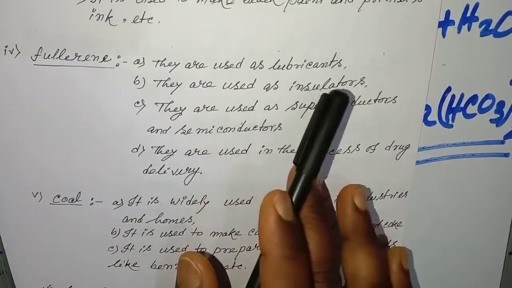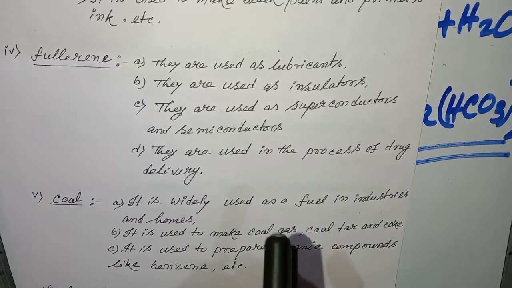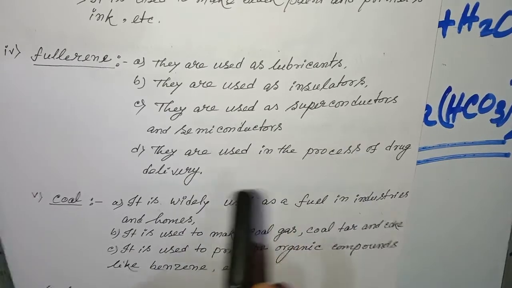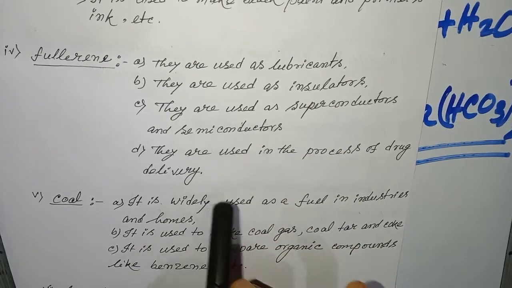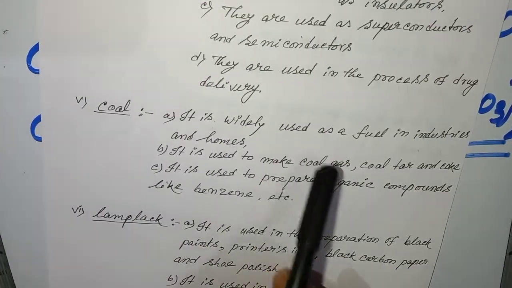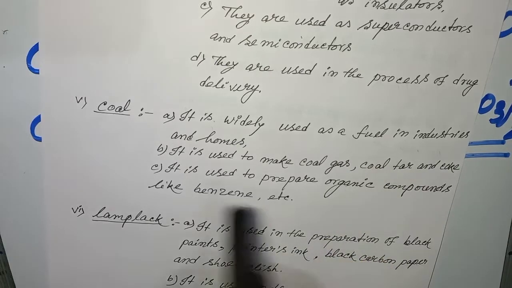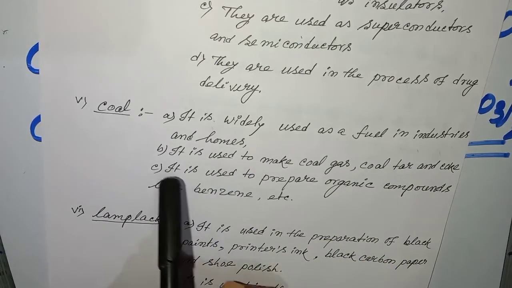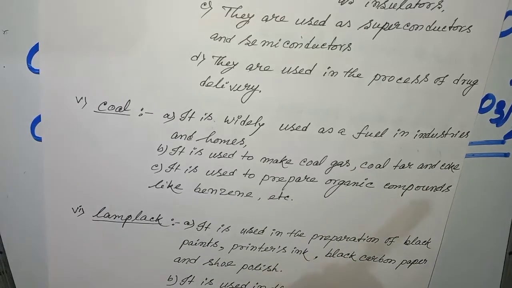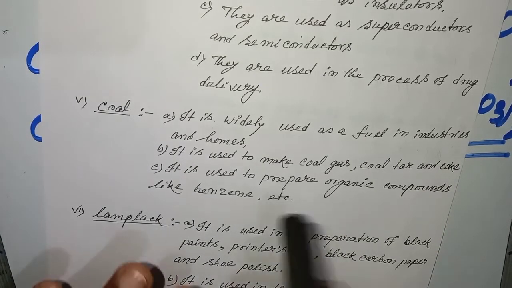Fullerenes. Their uses: they are used as lubricants. They are also used as insulators. They are also used as superconductors and semiconductors. They are used in the process of drug delivery. Coal. It is widely used as fuel in industries and at home. It is used to make coal gas, coal tar, and coke. It is also used to prepare organic compounds like benzene, naphthalene, etc.